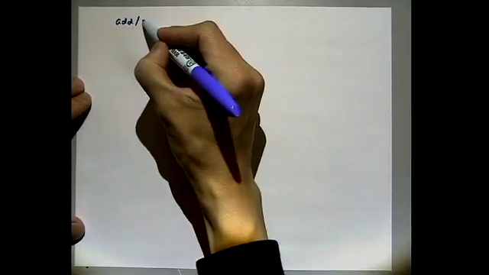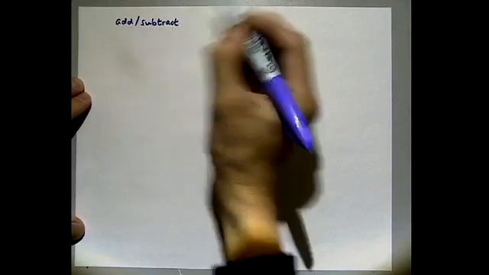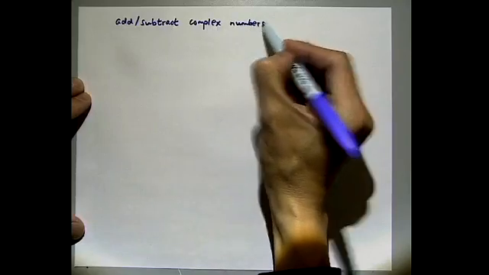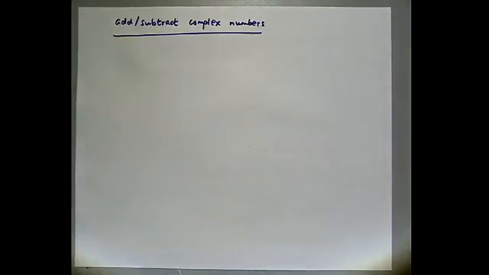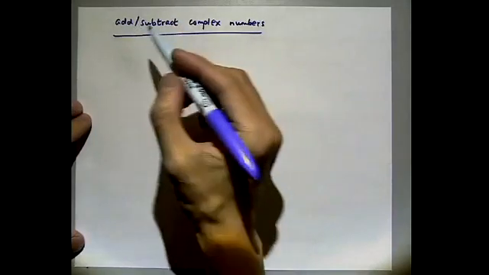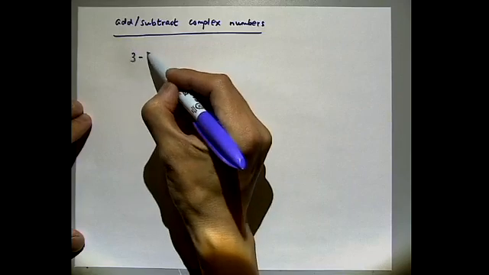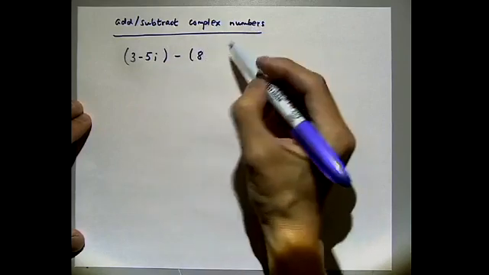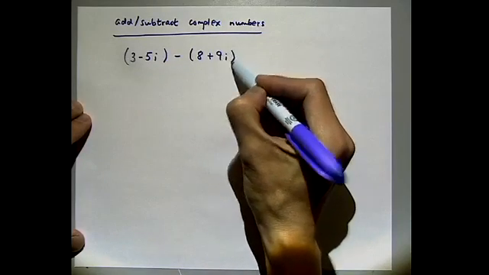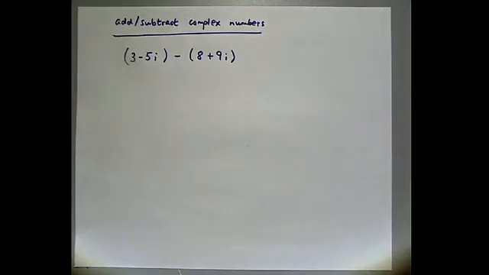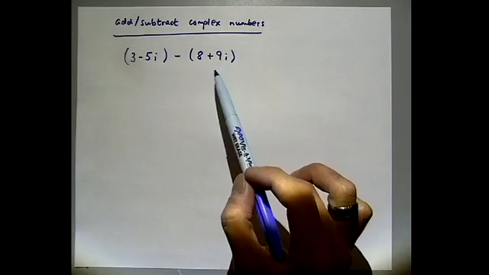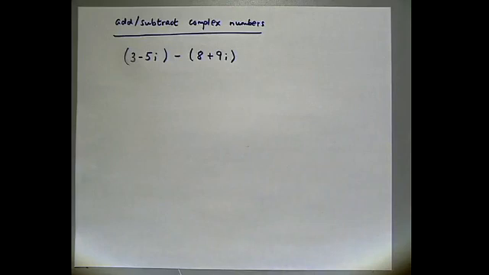Okay, let's see how we can add and subtract complex numbers. For example, 3 minus 5i minus 8 plus 9i. I got one complex number, 3 minus 5i, and I got another one, 8 plus 9i. I would like to find the difference between the two.